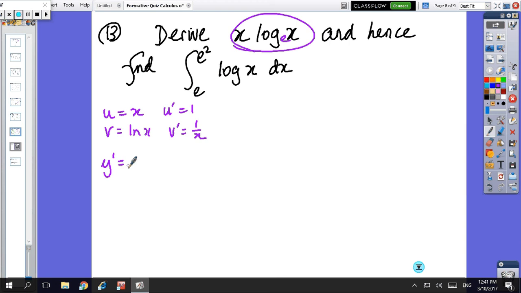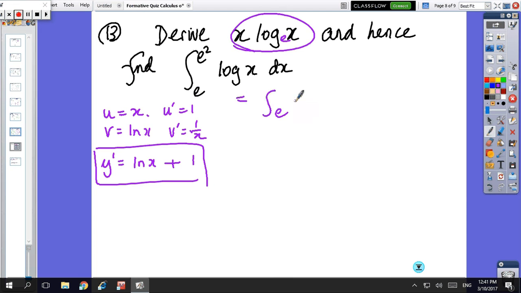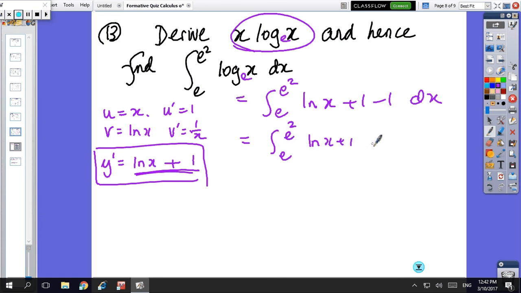So the derivative equals 1 times log x, which is log x, plus x times 1 on x, which is 1. Okay, and that's the derivative. And again, you've had plenty of practice with these ones. So we've got e squared. Again, I forgot to put the e there. So we've got log x. Now, I need log x plus 1, so I add 1 and I subtract 1, and then I haven't changed the question. So then we've got e squared log x plus 1 minus e squared 1 dx.